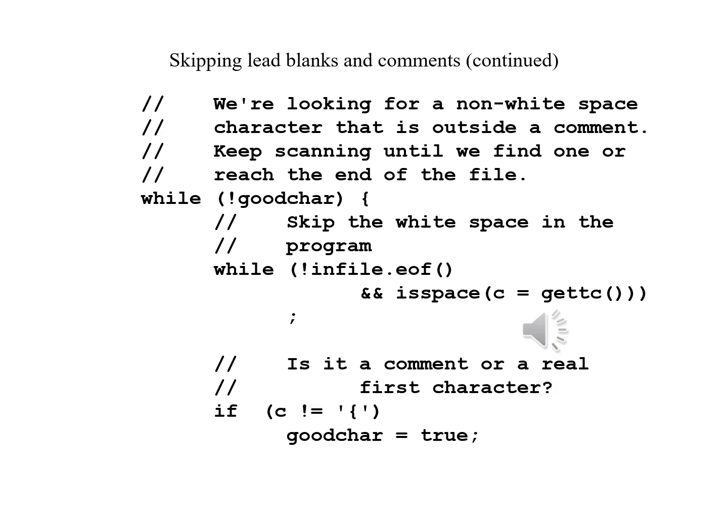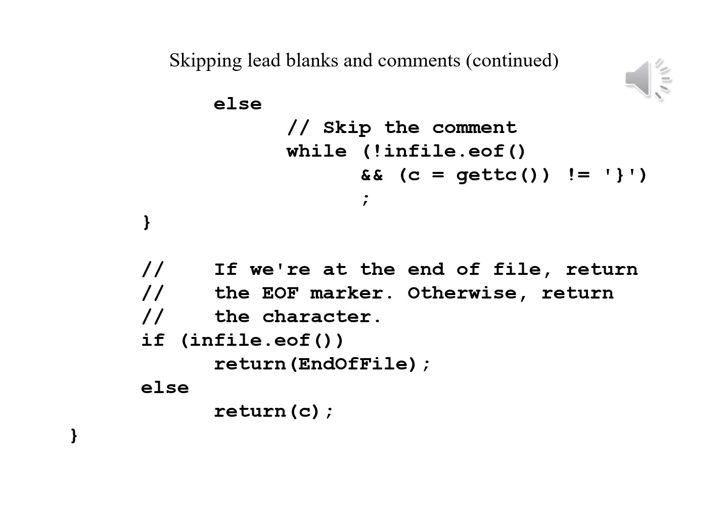If we get past this point, we take a look and see if the character in question is an open brace. In the language for which we are scanning, comments are enclosed in an open and closed brace. This is what we would have in this instance. If what we found is not an open brace, that means we are outside a comment, and we will set good char to true. Now, if what we did find was an open brace marking the beginning of a comment, we now need to skip the comment.